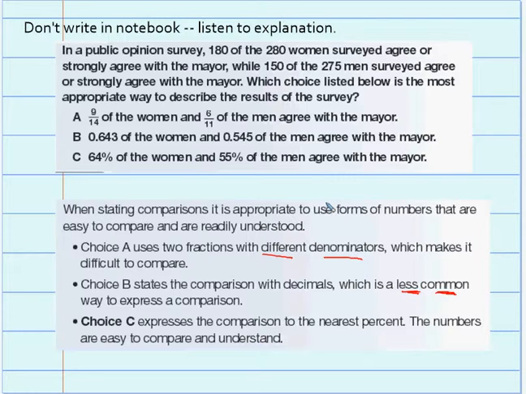So, more than likely you will have a problem that's similar to this, and so you have to use some common sense and logic to answer the problem.